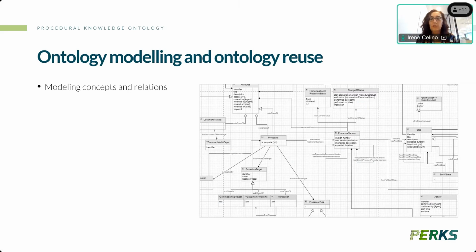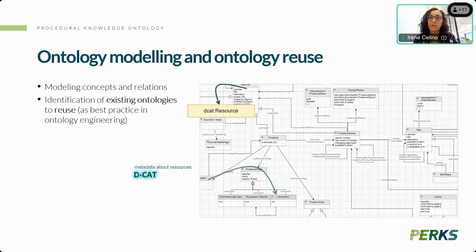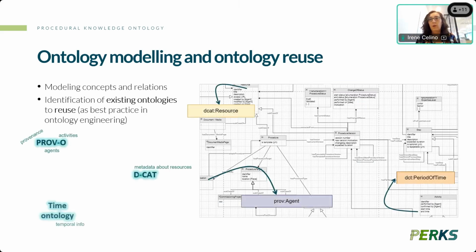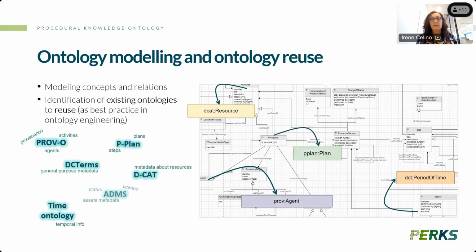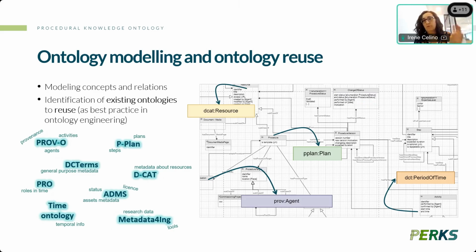So we started from modeling, and of course, as a good practice in ontology engineering, we went through the state of the art to understand which ontologies to reuse, and we reused actually a number of them. Some are very generic, and you may know them, like DCAT, DC Terms, or PROV-O. Our main concepts are taken from P-Plan, which is a planning ontology that defines plans that are pretty similar to what we intend for procedure, steps, and so on. But as you can see, we reuse a number of different ontologies.